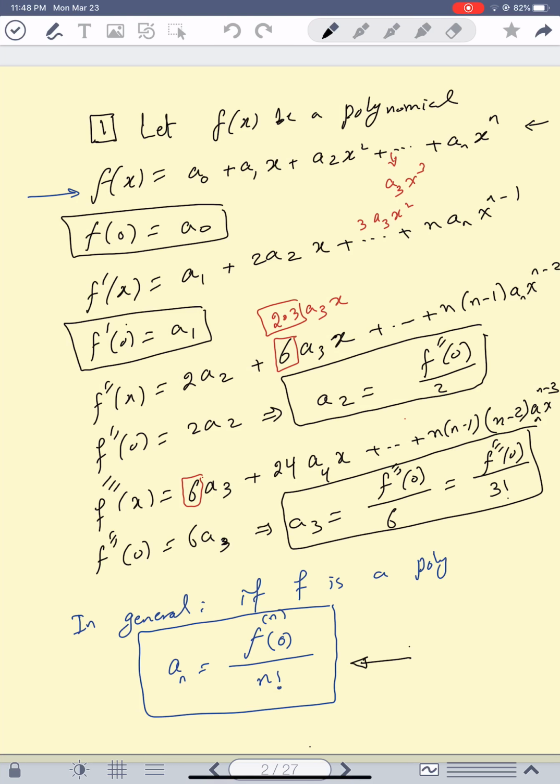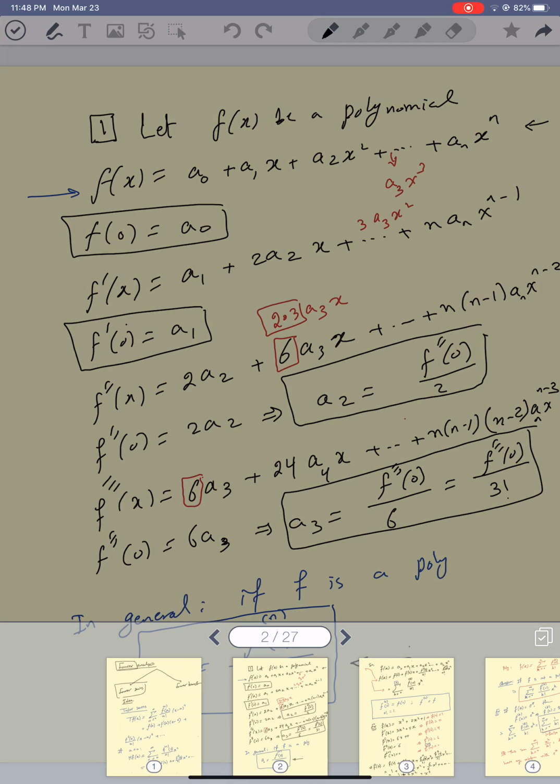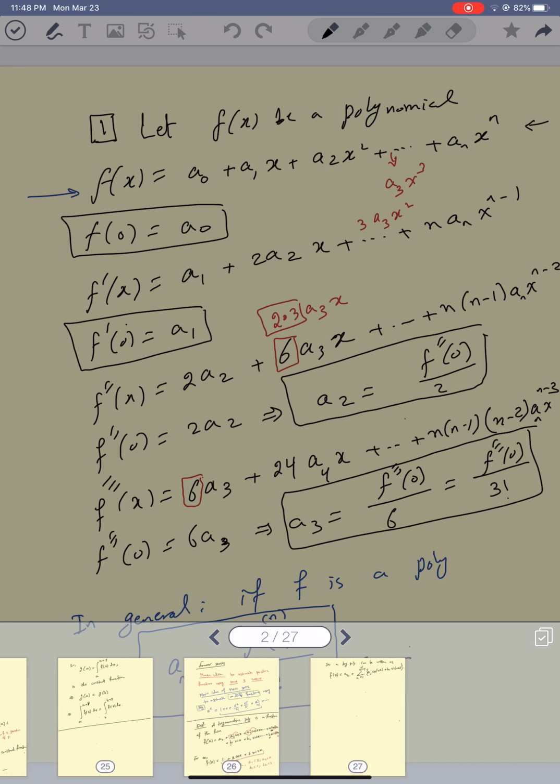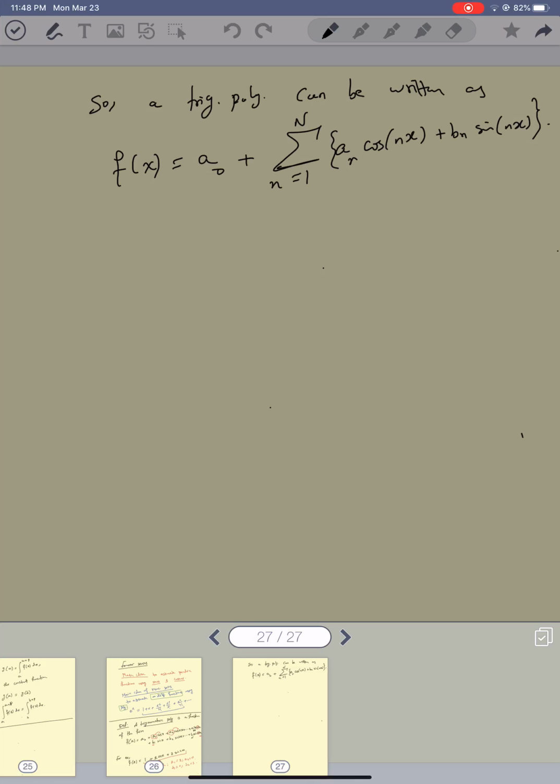Remember, this was the form in the Maclaurin series. How did we find it? These are the computations. If you start with a polynomial, you can apply these computations to reach this form, and this is the motivation behind the Maclaurin series. Now I want to do the same thing, but for trigonometric polynomials. So you have a trigonometric polynomial like this.